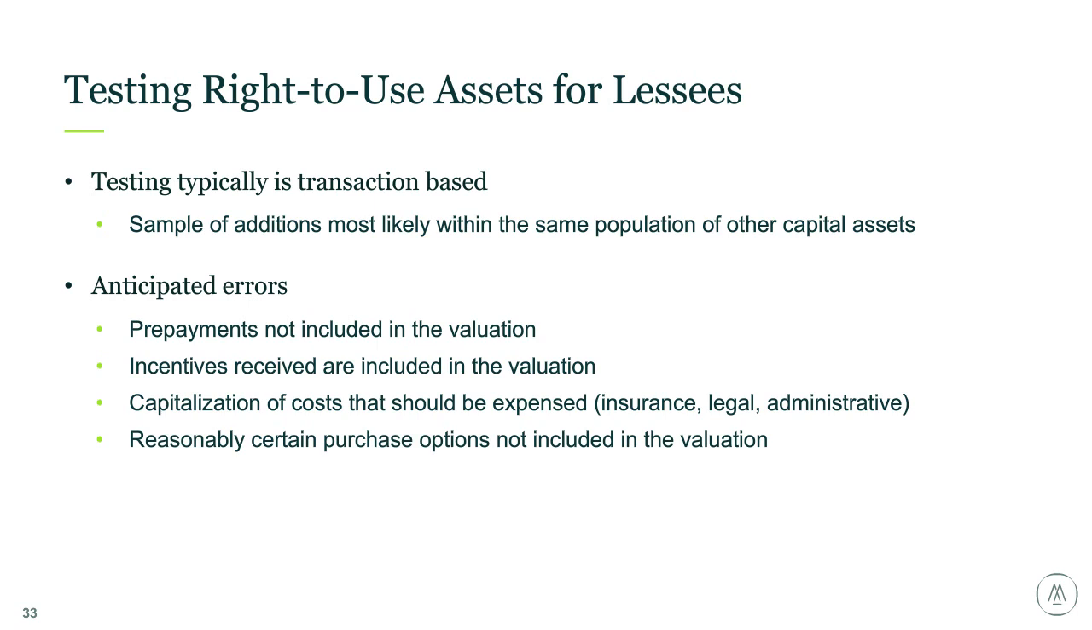Some anticipated errors are included on this slide, and I'll just go through them quickly. Some prepayments made on a lease are not included in the valuation of the asset, so I suspect that those may often get expensed, and if they're not tracked, then we will see assets recorded at the same valuation as the liability, which may or may not be appropriate. Incentives received from a lessor are inappropriately included in the valuation, so rent holidays at the beginning of a lease would be an example. Capitalization of costs that really should be expensed, so insurance, legal, administrative, and then reasonably certain purchase options that are not included in the valuation.